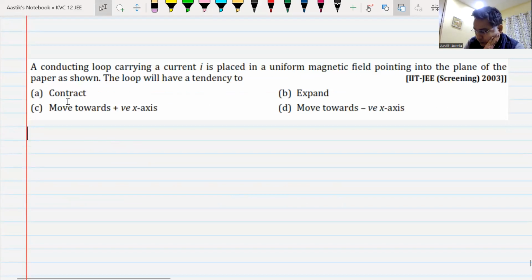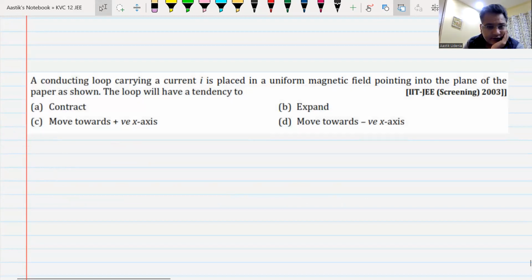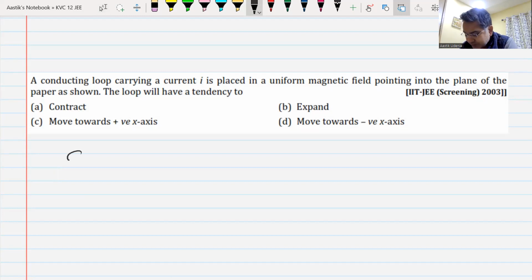A conducting loop carrying a current I is placed in a uniform magnetic field pointing into the plane of the paper as shown in the figure. The figure is not drawn, so I'll draw the figure. This is a conducting loop like this. It carries a current I.